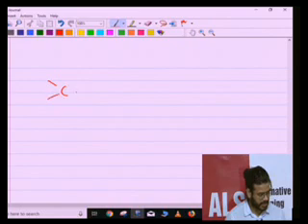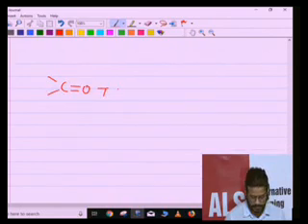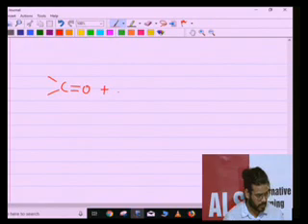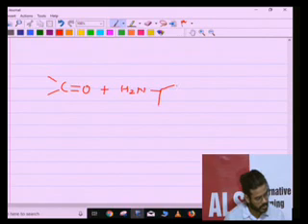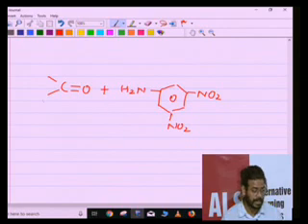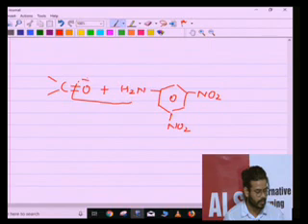So the next reaction is C double bond O, and there's some problem. The compound is NH2 and it's basically 2,4-dinitrophenylhydrazine. 2,4-dinitrophenylhydrazine. And again, just simply remove the water molecule and write down the product.